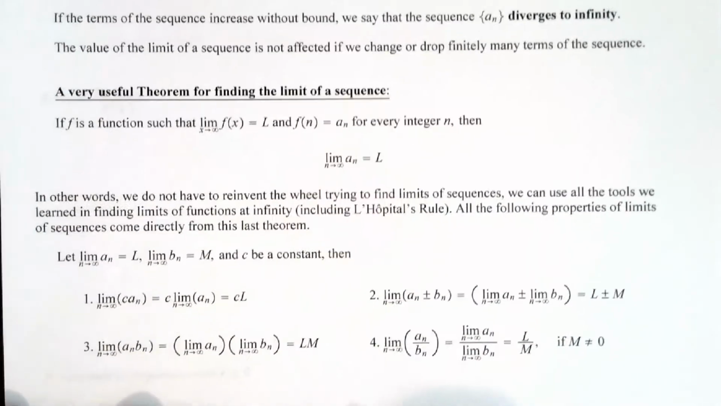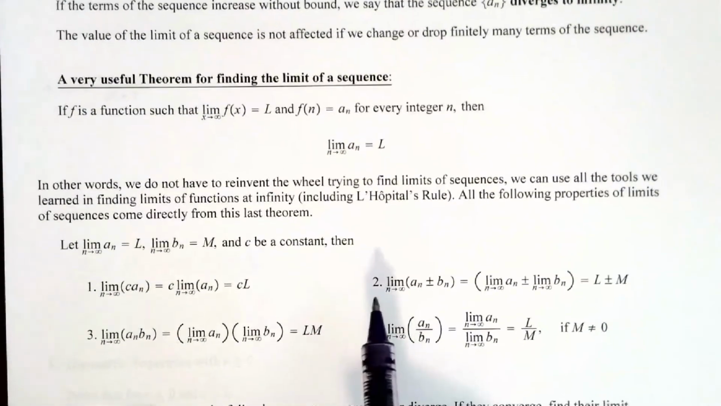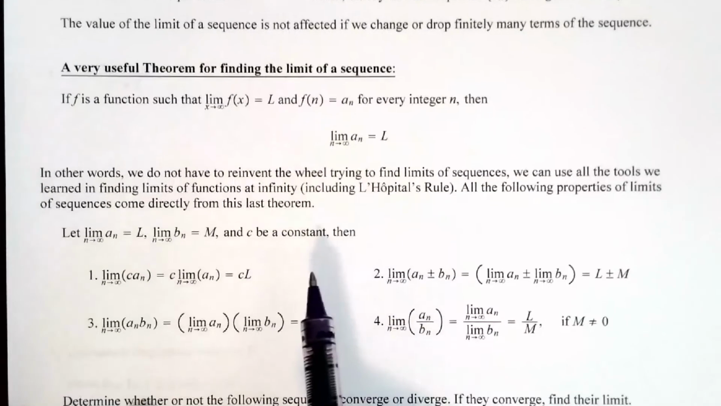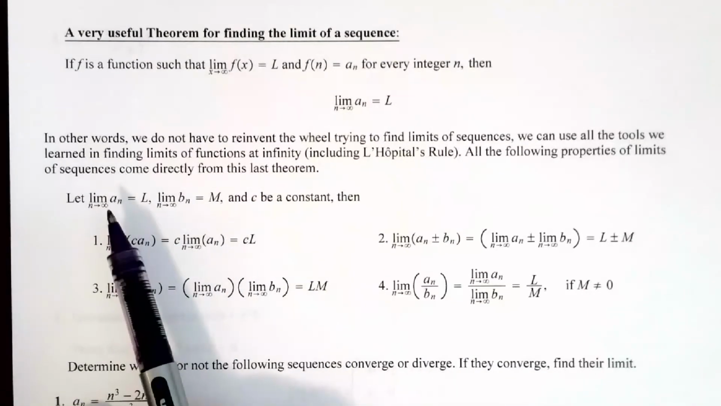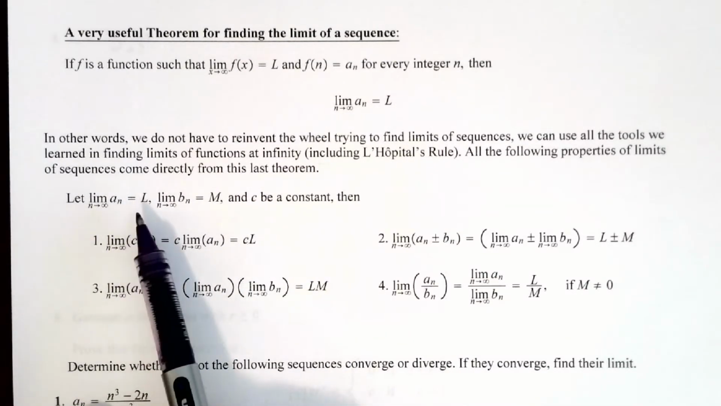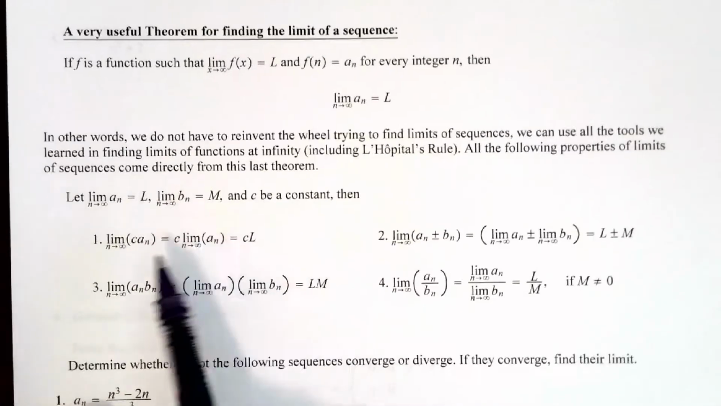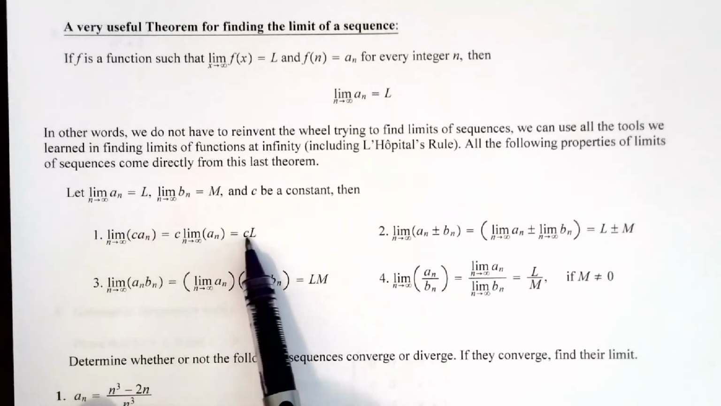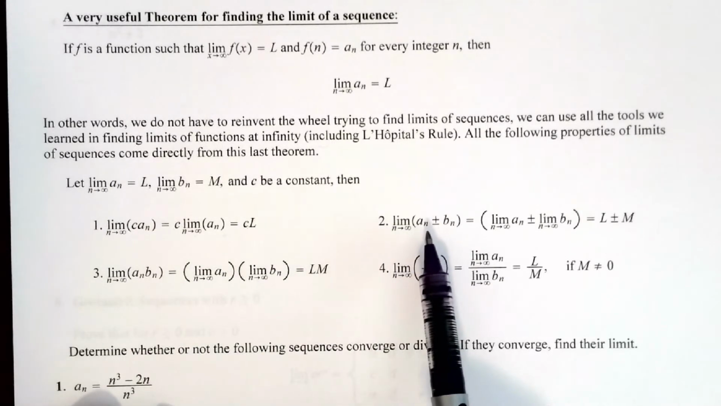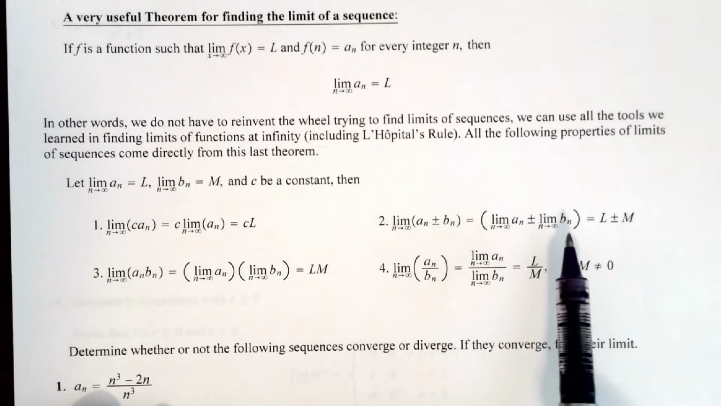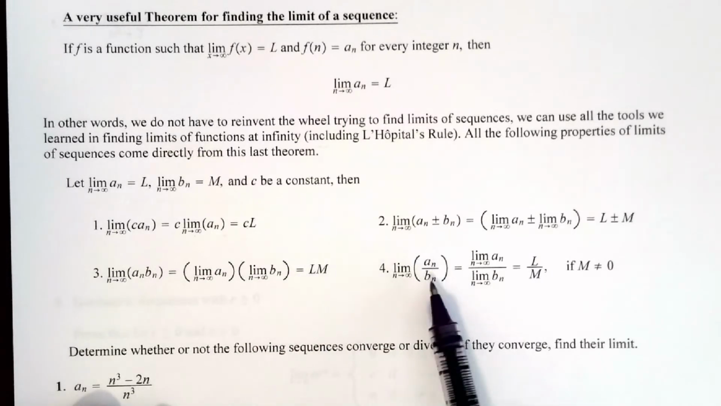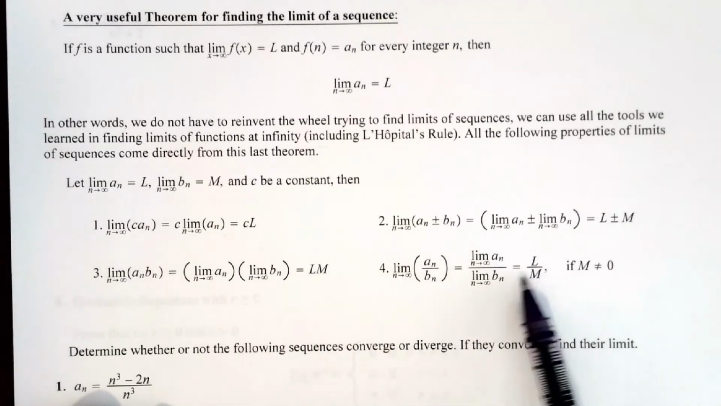So we're not going to have to reinvent the wheel. We're going to be able to use everything we did in finding limits of functions of real numbers, including L'Hopital's rule. Remember all the properties of limits. If the limit of the sequence a sub n is L, the limit of the sequence b sub n is m, and c is a constant, then the limit of a constant multiple of that sequence is the constant times the limit, just c times L. The limit of a sum or difference of sequences is the sum or difference of the limits. The limit of a product of sequences is the product of the limits. And the limit of the quotient of the sequences is equal to the quotient of limits, provided the limit of the sequence b sub n is not zero. We would have division by zero then.